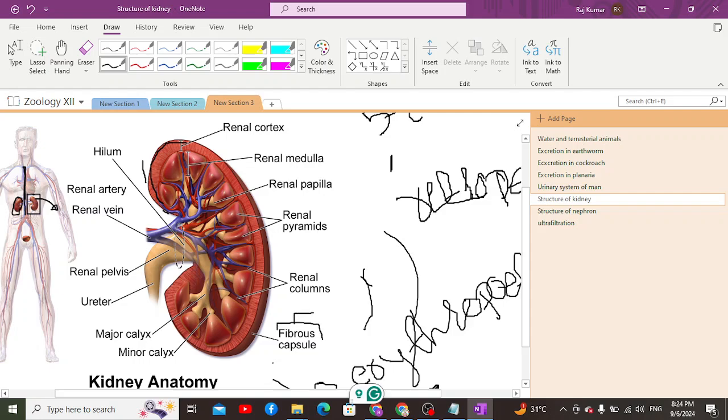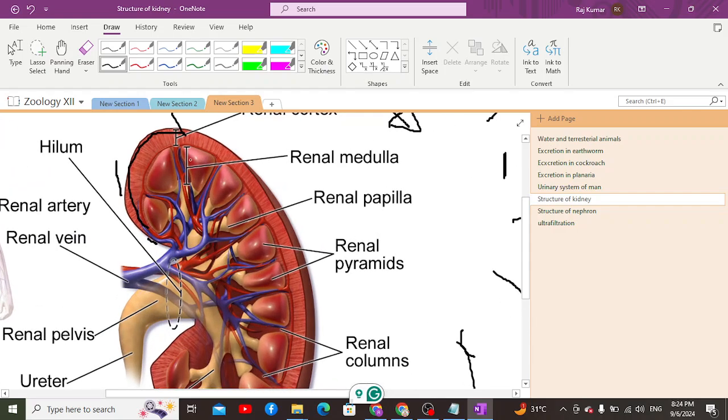In between the renal capsule and the renal fascia, we have a layer of thick fatty tissue. These fatty tissues work as an insulating layer. Apart from which, when it comes to the internal structure, internally the kidney is divided into two major regions.